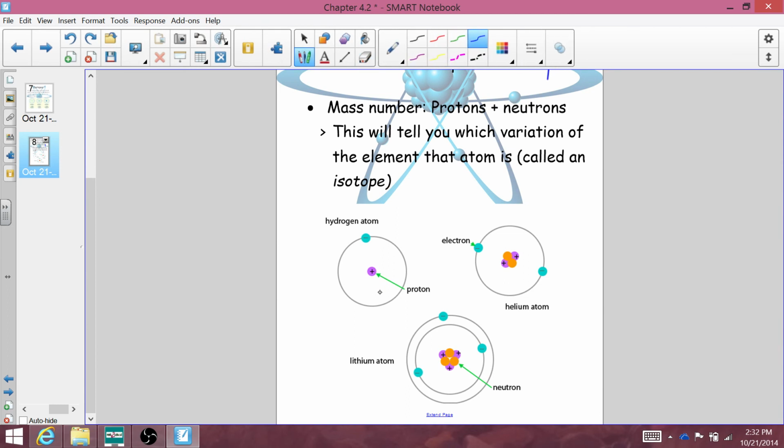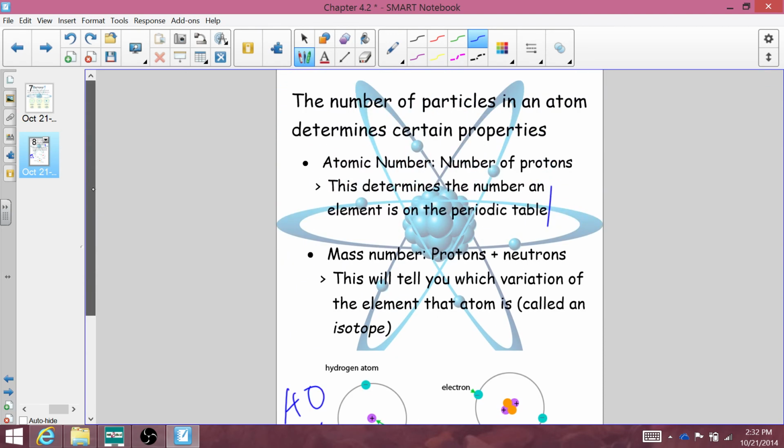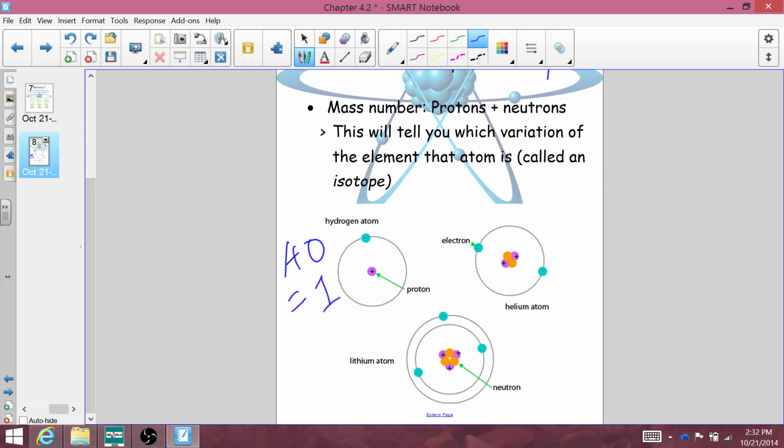The atomic number for hydrogen was 1. The mass number is the protons plus the neutrons. So we have 1 proton, we have 0 neutrons, so the mass number for hydrogen is 1. It is exactly the same as the atomic number, but that is not always true. Let's try helium. Helium has 2 protons, and it has 2 neutrons, so the mass number for helium is 4. If I have a mass number for helium of 5, that means it has 2 protons, because helium always has 2 protons, but it has to have 3 neutrons in order to make it 5.